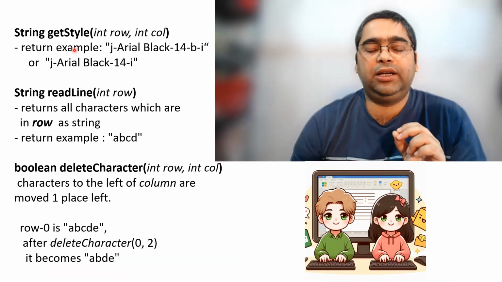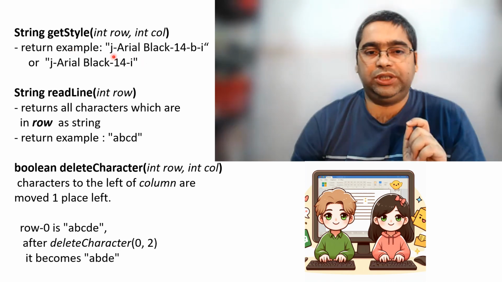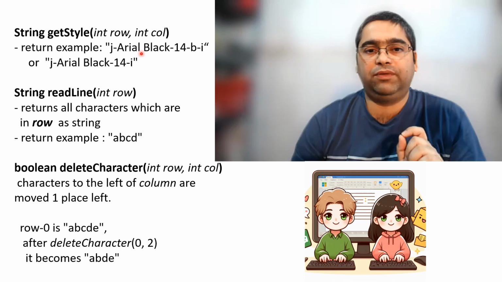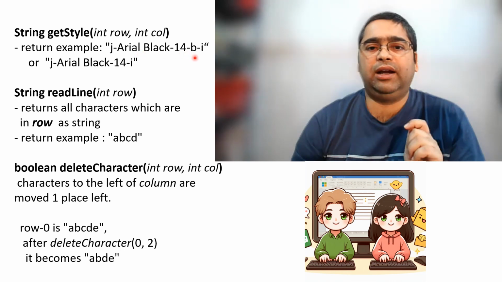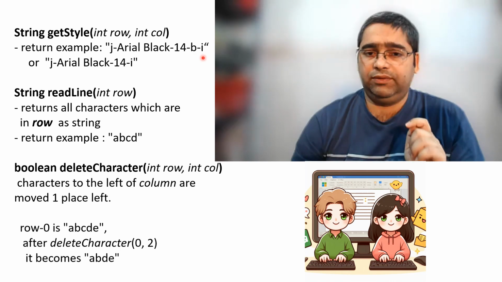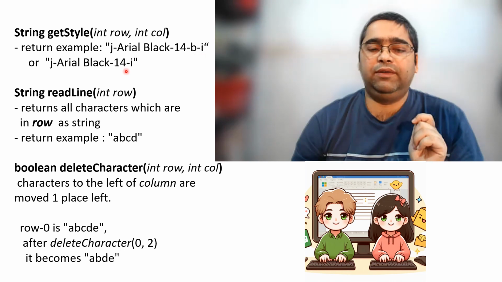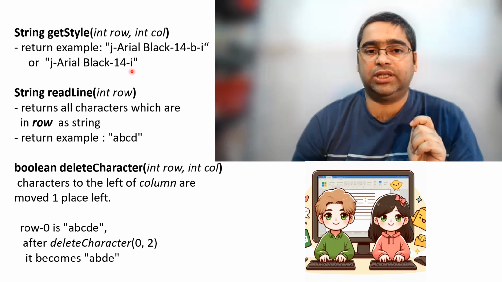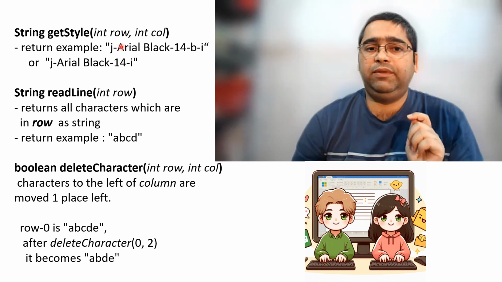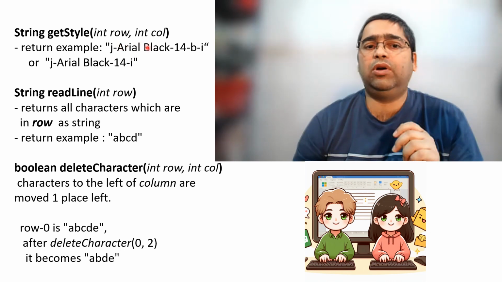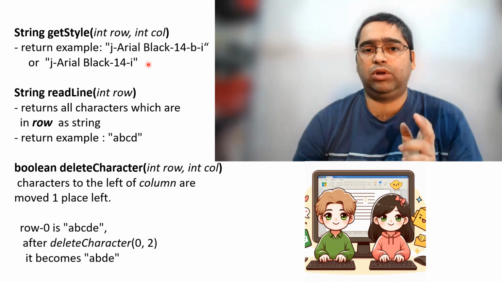Next method is getStyle, which returns the character and the style information. So J is the character added, Arial Black is the font name, 14 is the font size, bold if the character added was bold, and italic if the character added was italic. If the character added was not bold, then you can see that here bold is missing. If there is no character at the row or column, or the row and/or column are out of bounds, then we will return an empty string.